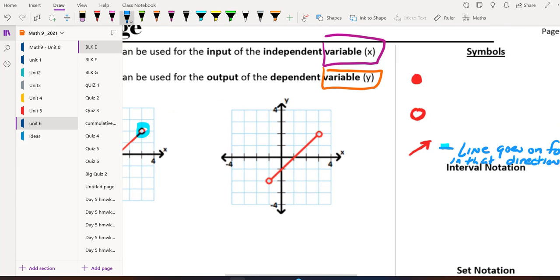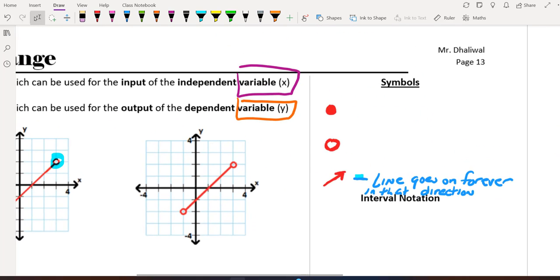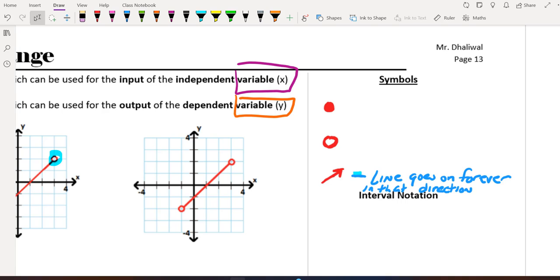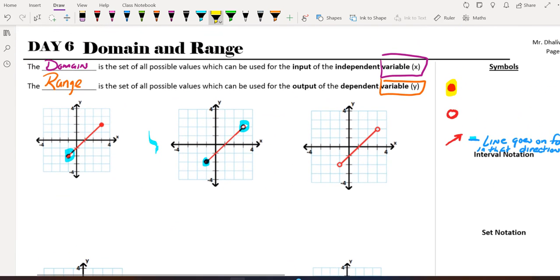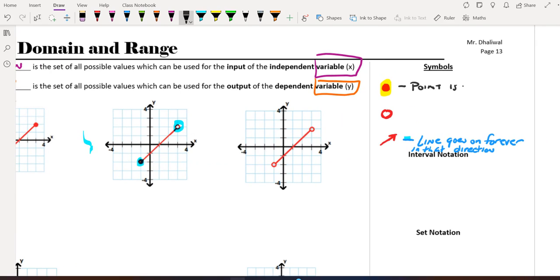And the two other symbols, the solid circle and the hollow circle, mean the line stops here. Right? But the solid circle means that the line stops here or starts here, and we include this point. So it starts right here, and we include this point. All right. Point is included.